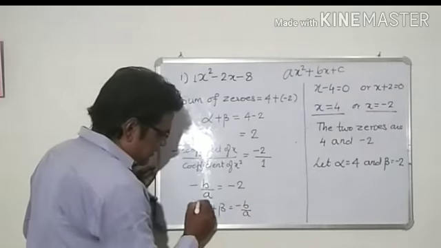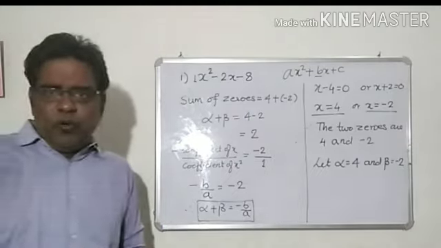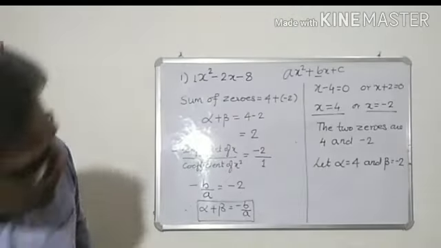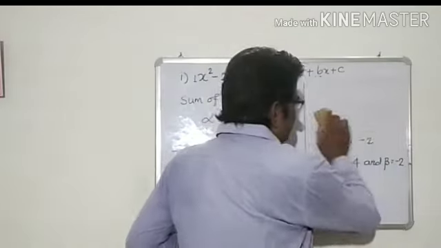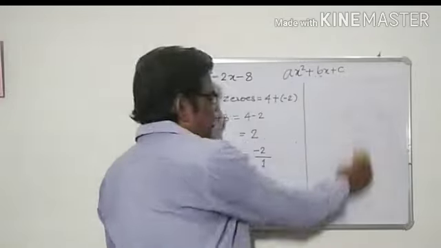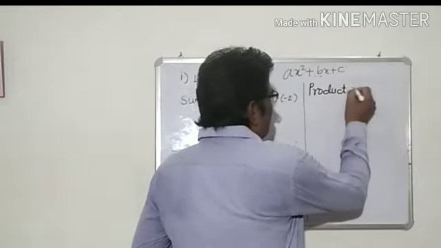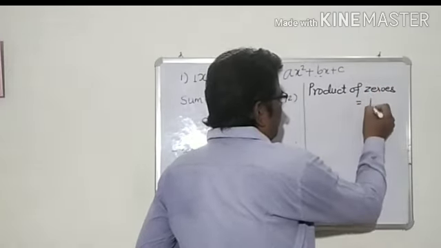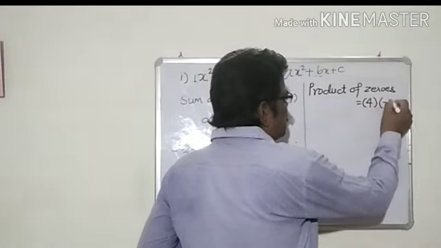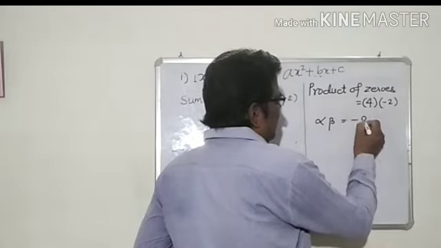That is, the sum of the zeros is verified. Now let us see the product of zeros. What is the product of zeros saying? So for product of zeros, that will be 4 into minus 2. Now product meaning alpha beta. So alpha beta will be minus 8.